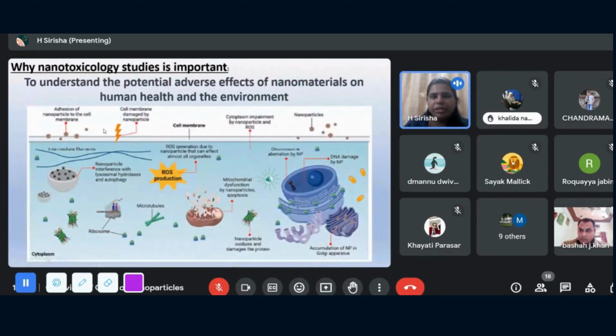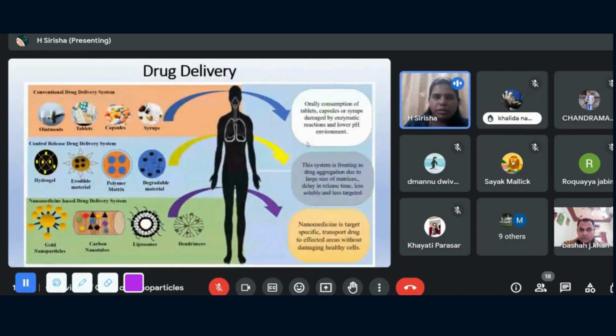So in this slide we see how this nanoparticle could also be a drug molecule. It could be an active pharmaceutical ingredient. It could be anything. When this is integrated into the system, it acts as a drug. Like what was studied earlier, the conventional drug delivery systems were ointments, tablets, capsules, and syrups. These were administered orally, and the type of damage was enzymatic reaction and the lower pH environment. Then the pharma companies came up with a controlled release type of drug delivery system.